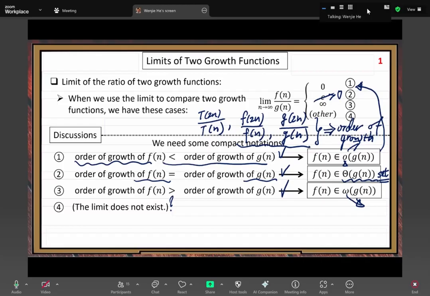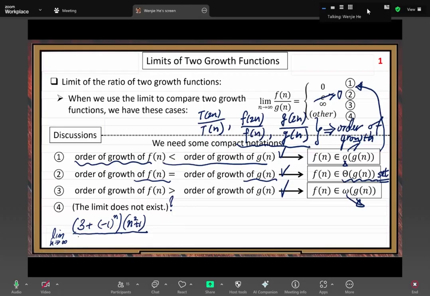All right, so here let's consider this case. The limit as n goes to infinity of two functions, a numerator and a denominator. The numerator function first: 3 plus (-1)^n times (n squared plus 1). That's our numerator function.